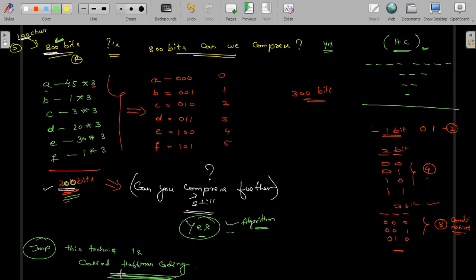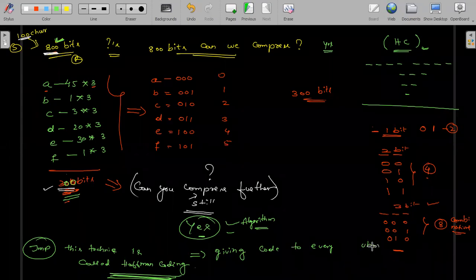Nothing but what exactly does it mean? Every character is going to get a code. It is nothing but giving a code to every character. That is what exactly I did here. You can see.